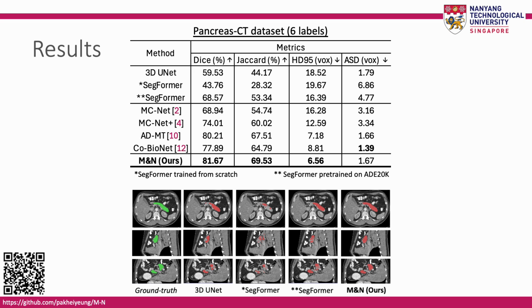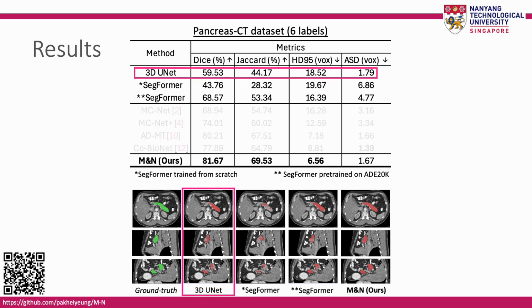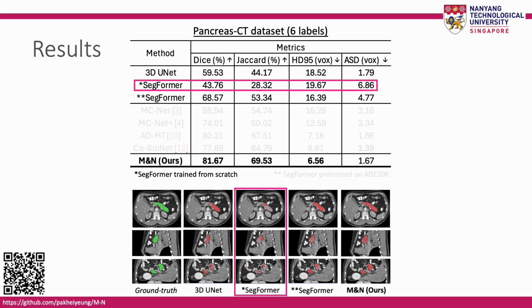Here are the results on the pancreas CT dataset. We first look at training a 3D UNet using just 6 labeled data. It achieves a Dice score of around 60%. Using the same amount of labeled data to train a 2D SegFormer from scratch, a significant drop in performance is observed, which may partially suggest that a 3D network, rather than a 2D network, may be more suitable for 3D medical segmentation tasks.